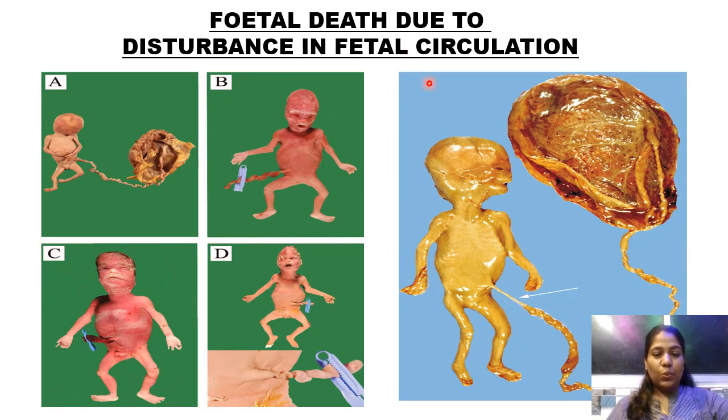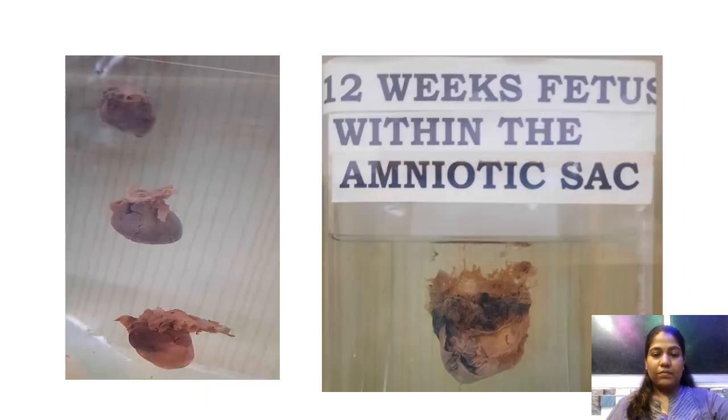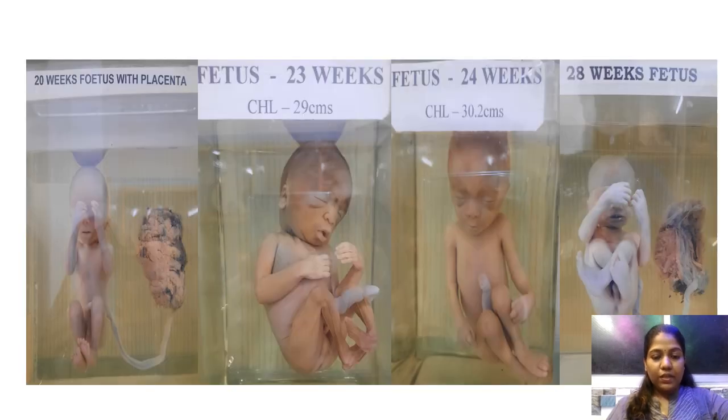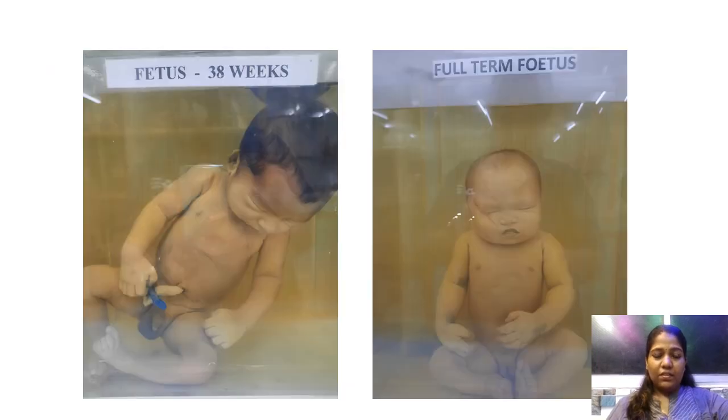So these are some specimens showing fetal death, from our anatomy lab. This is the different size of the heart as the fetus grows. This is the fetus within the amniotic sac. This is how the specimen looks even when we get a specimen that is sent for DNA profiling or for medico-legal issues. So these are the different sizes: a 20 weeks fetus with placenta, this 23 weeks, 24 weeks, 28 weeks fetus. This is a complete term baby, like 38 weeks.